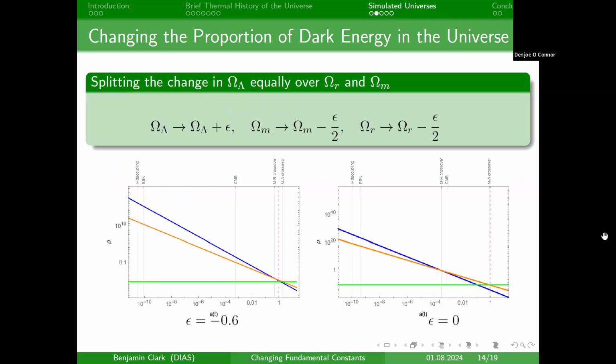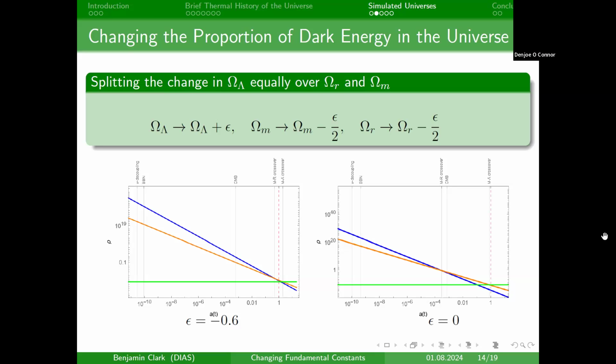It's quite hard to see, but here is the universe that we're in, so the change here is 0, no change, this is our universe. And here we've reduced the amount of dark energy by 0.6. Approximately, the dark energy density of the universe today is about 0.7. So we've chosen 0.6 because it shows a decent chunk without turning into a negative value or getting rid of it completely.